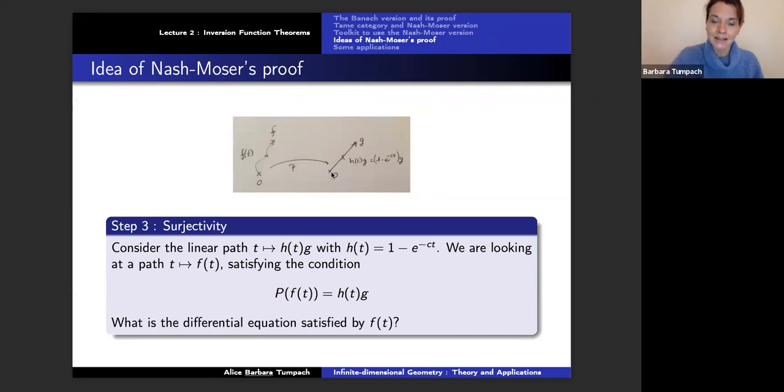To do so, we will draw the linear path between 0 and G, which will be written like this. H_t of G is a dilatation. Actually, we can make it more precise. This path will reach G when T is going to infinity. Here H is of the form 1 minus exponential of minus some constant times T.